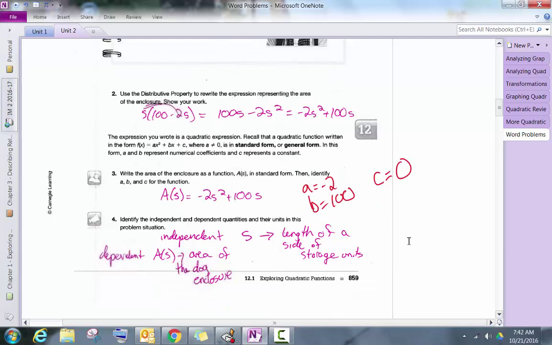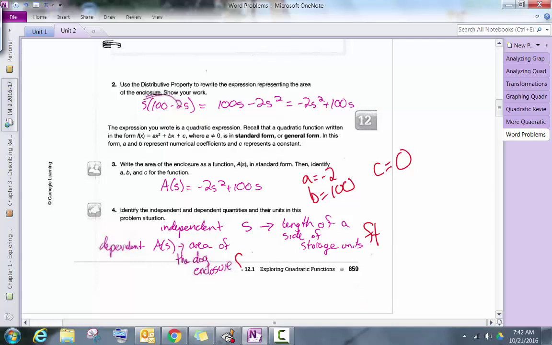Identify the independent and dependent quantities and their units. Oh, I didn't do the units. But the independent, the one that doesn't depend on anything, is the side length of the storage units in feet. The one that's dependent, that really focuses on the other one first, is the area. So the area of the dog enclosure, and that would be in feet squared, is A of S, or our y value. And that's feet squared.